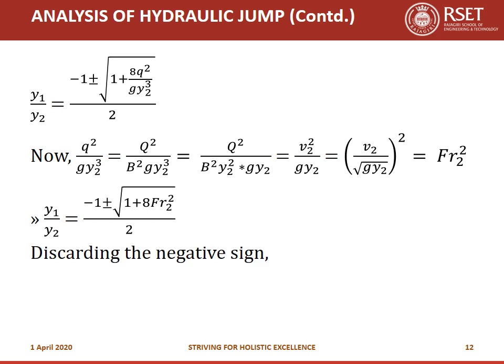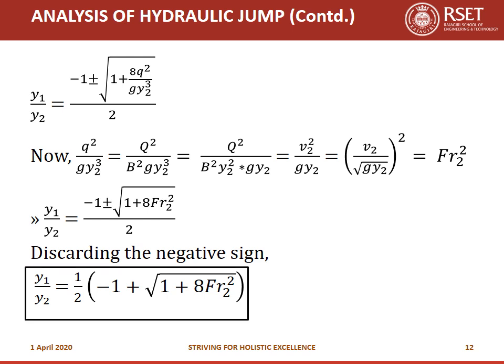I'm going to discard the negative sign, because the negative sign will give me a negative answer, which will not be practically possible. So I'm discarding the negative sign. I will get y1 by y2 is equal to 1 by 2 times minus 1 plus root of 1 plus 8 Fr2 squared. This is the final expression that we were looking for, that we have derived for so long for the hydraulic jump. This is known as the non-dimensional equation of the hydraulic jump.